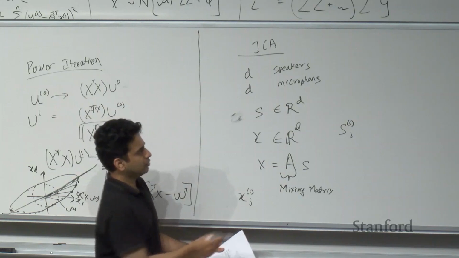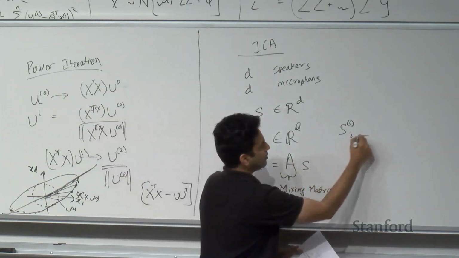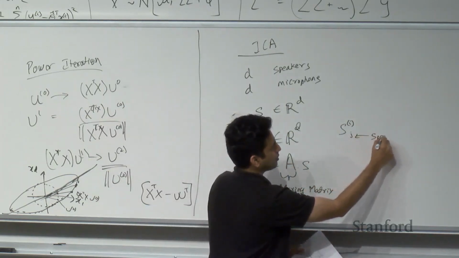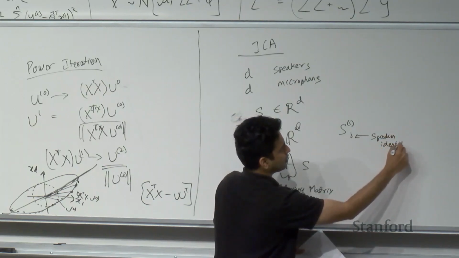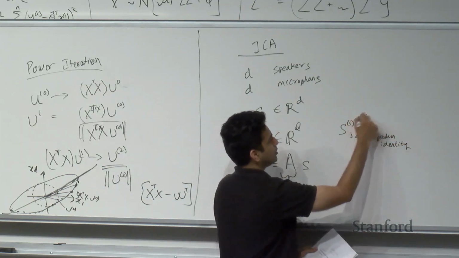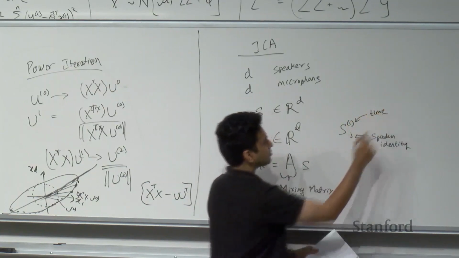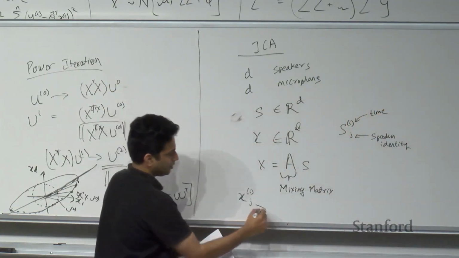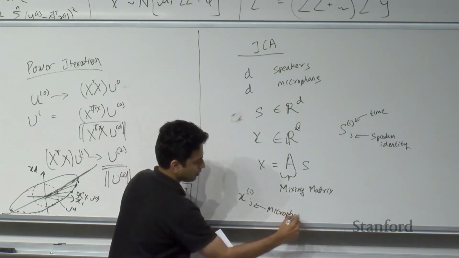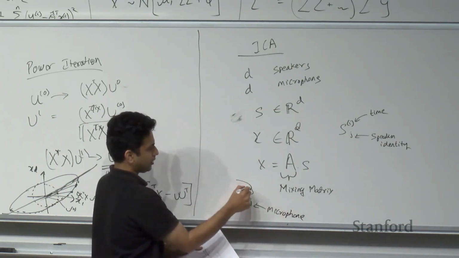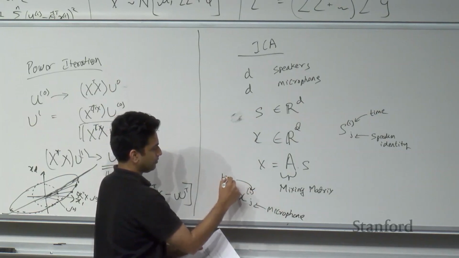Did I say it the other way? So j is the speaker identity, maybe I told it the other way the first time, and i is the time. And similarly, j here is the microphone identity, and i is the time.